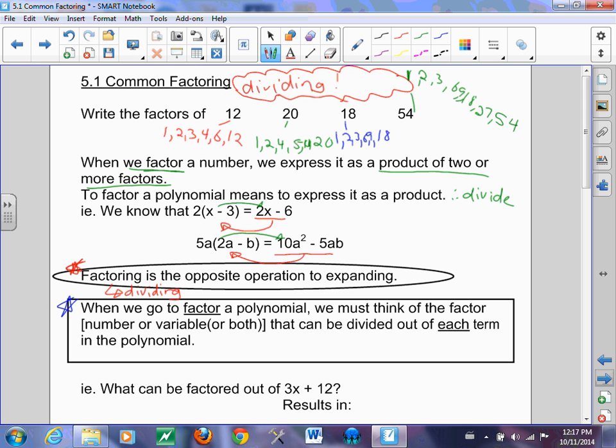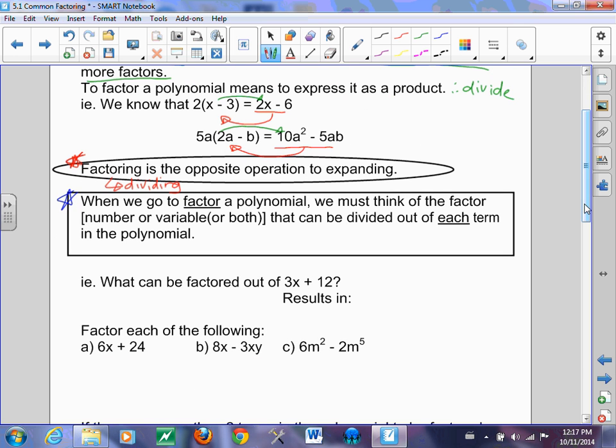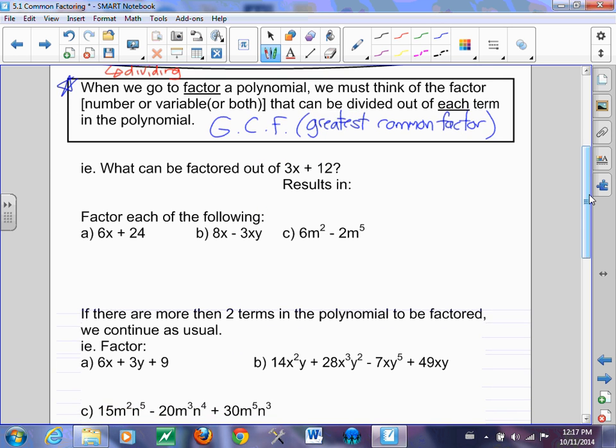When we go to factor a polynomial, we must think of the number and the variable that can be divided into each term. And we should have remembered these short forms from last year, GCF. And if you're not sure what that means, that's the greatest common factor. I'll write it in here. Okay, so what's the biggest factor that goes in here? So let's take a look at some examples, folks. I'm sure you'll find you remember this as we go.